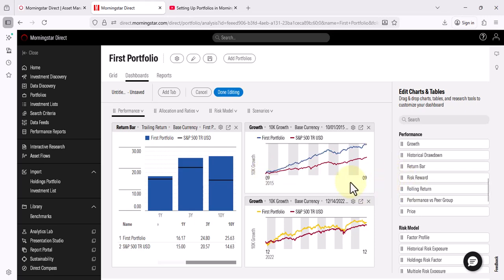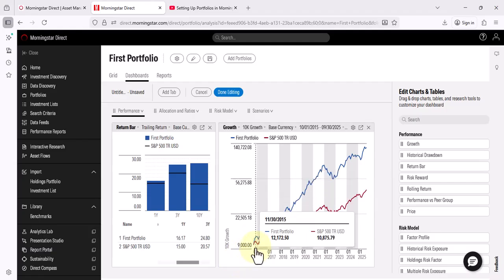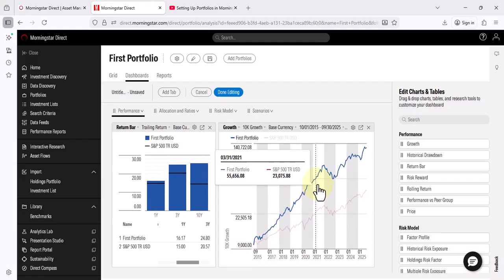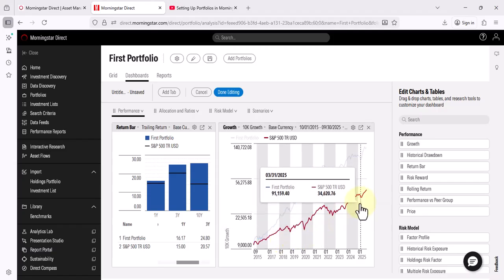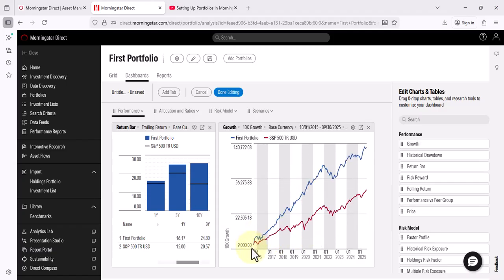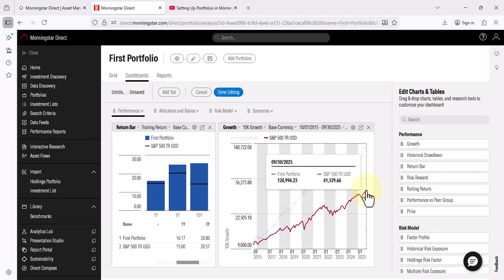And we see here that, and let me make this a little bit larger, we can see here that our portfolio, which is the blue line here, our first portfolio, compared to the S&P 500, our portfolio would have generated, if we invested $10,000 back 10 years ago, today, if we just reinvested our dividends and we just kept our money in it, we would have $125,000 today. That's a pretty nice return. The S&P 500 didn't do too shabbily, but not nearly as well as our portfolio. It would be worth $41,529 today.